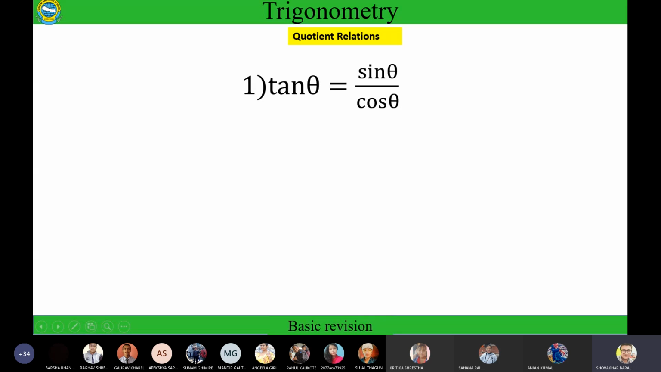This represents tan theta is equal to sin theta upon cos theta, and cot theta is equal to cos theta upon sin theta. So most of the students know the formula, but they get confused with the formula of tan and cot.